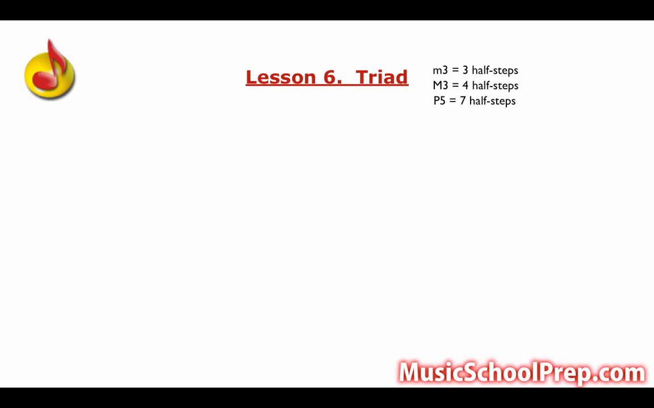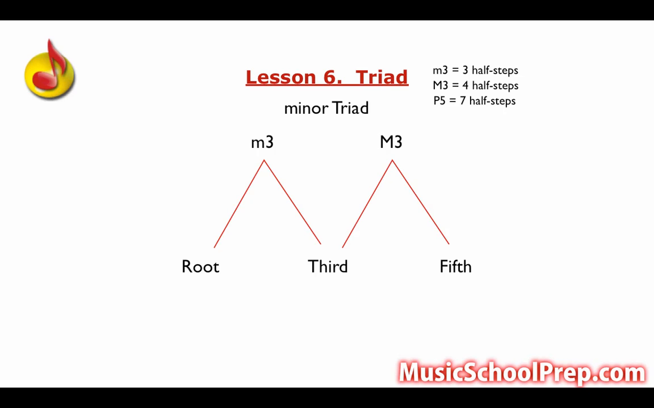Minor triad. The minor triad is like the major triad, but the thirds positions have switched. So, from the root up to the third is a minor third, then from the third up to the fifth is a major third. Also, the interval between the root and the fifth is a perfect fifth.